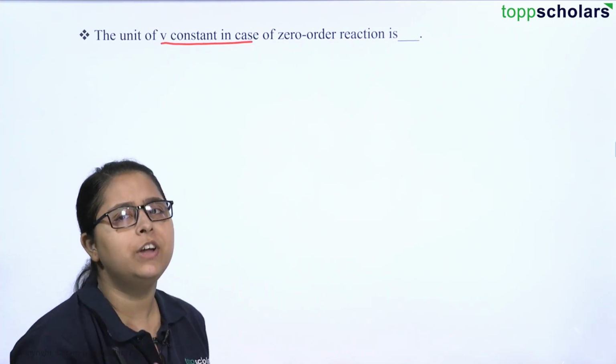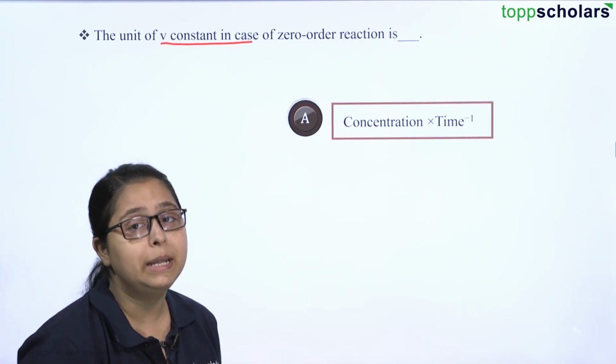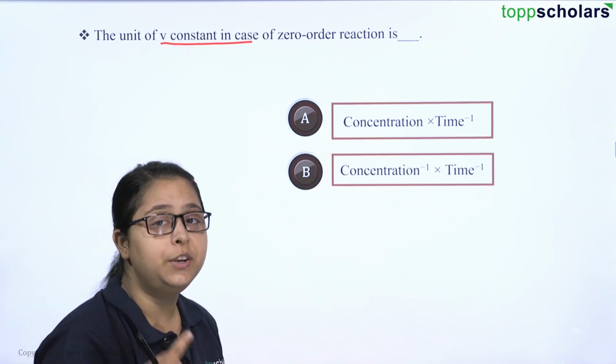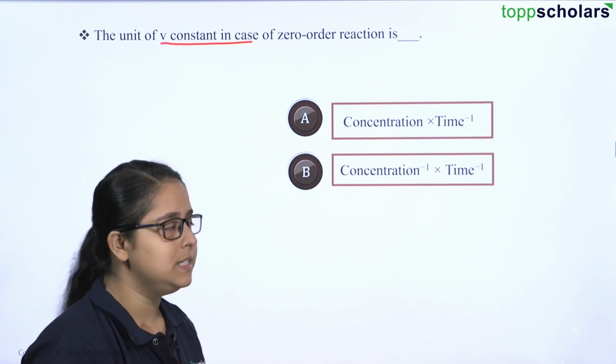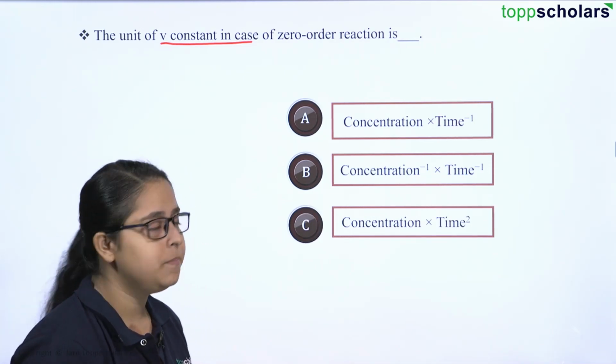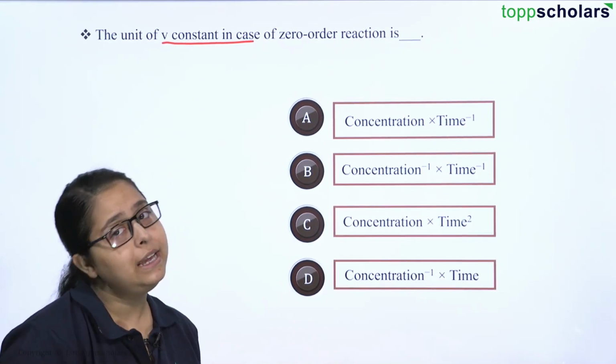Let us first have the options with us. We have option A which says concentration multiplied by time inverse. Then option B says concentration inverse into time inverse. Option C says concentration multiplied by time square. And last option D says concentration inverse multiplied by time.